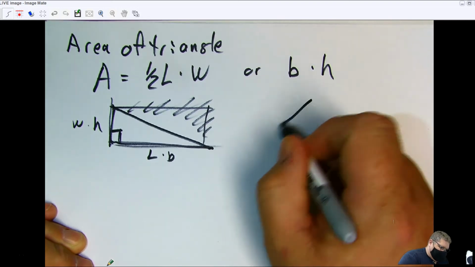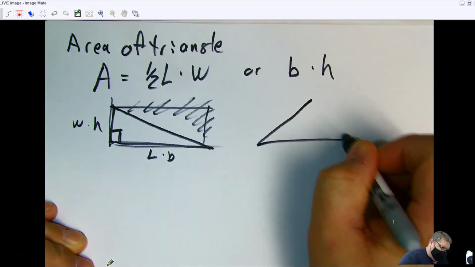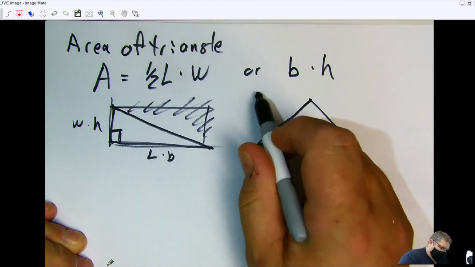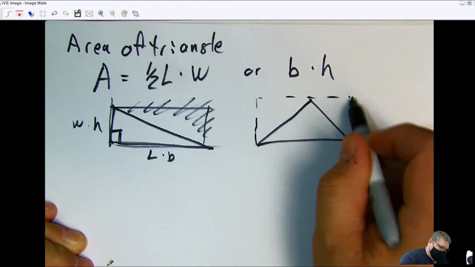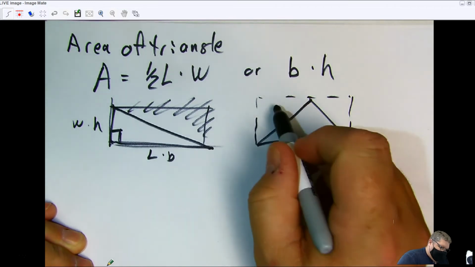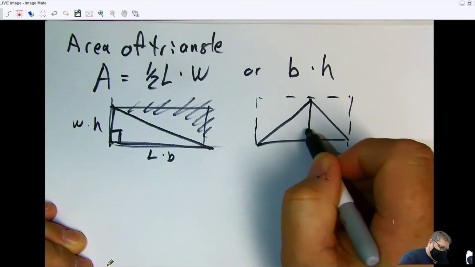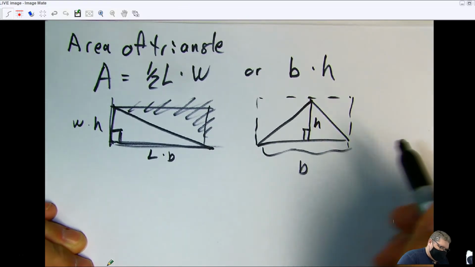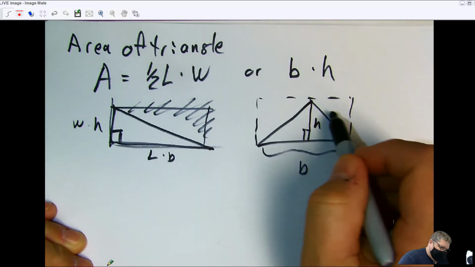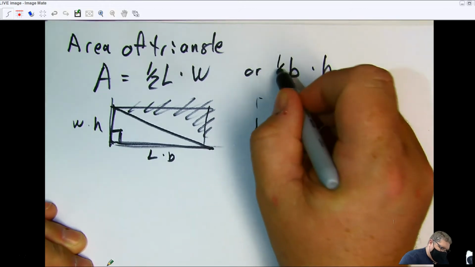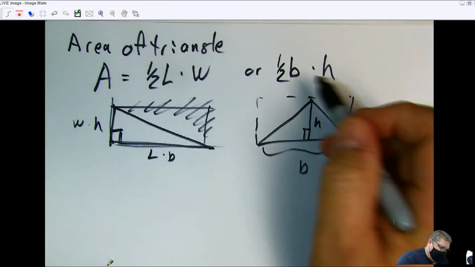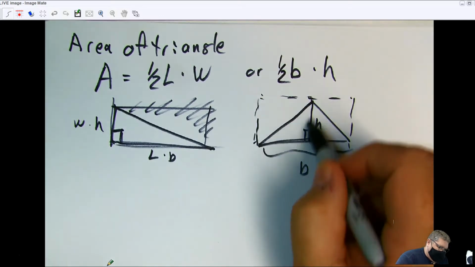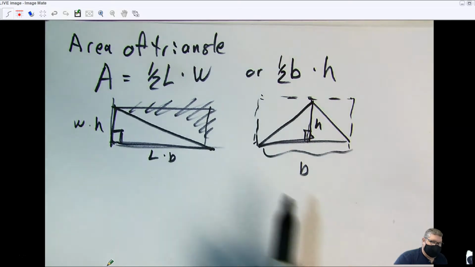So over here, same thing happens. Even if I have a triangle here that doesn't have a right angle in it, if I had a full-on rectangle that big, I can drop an altitude right here, so that becomes my height. This becomes my base, and it's still going to be exactly 1/2 base times height, because this part here is equal to this part here. This part here is equal to this part here.